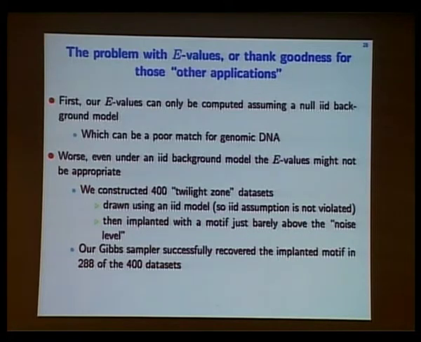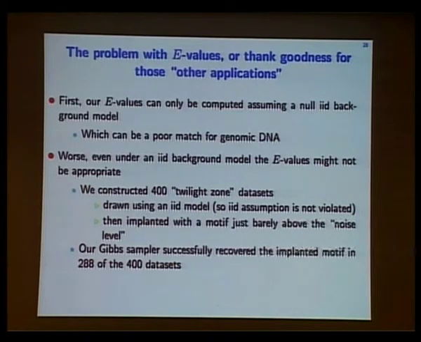I guess what I mean to say is that I find it very hard to interpret what 288 out of 400 means. But that's not the point yet. Sorry. The point is now coming. Okay? So in 288 of these 400, the motif finder found the implanted motif. So in my mind, this should be a success.